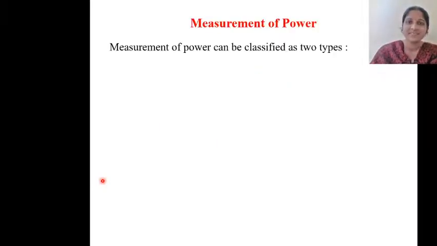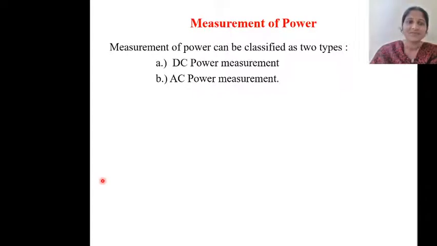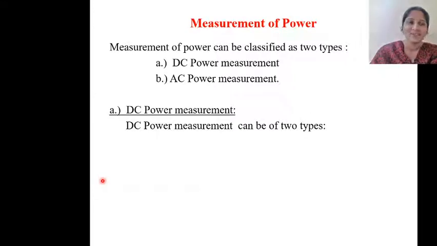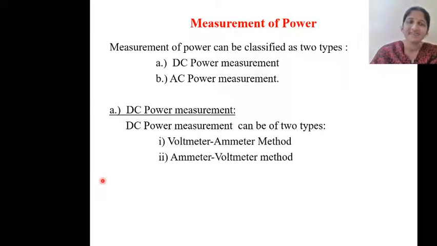So what is power? Power is nothing but the product of voltage and current in case of DC, whereas in case of AC it is the product of voltage, current and power factor. So the first one is DC power measurements. In DC power measurement, there are two types. Those are the voltmeter ammeter method and the ammeter voltmeter method.